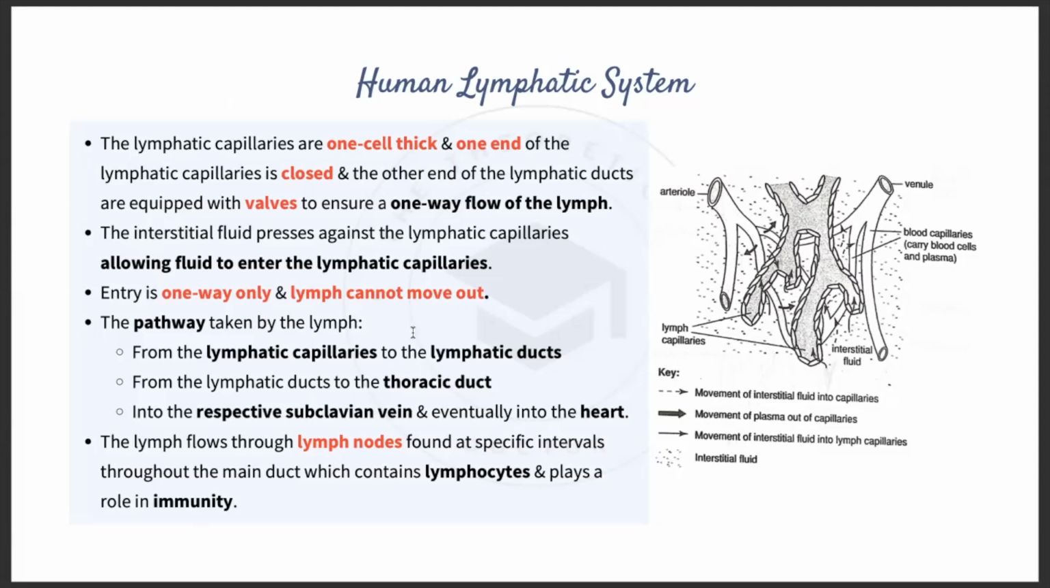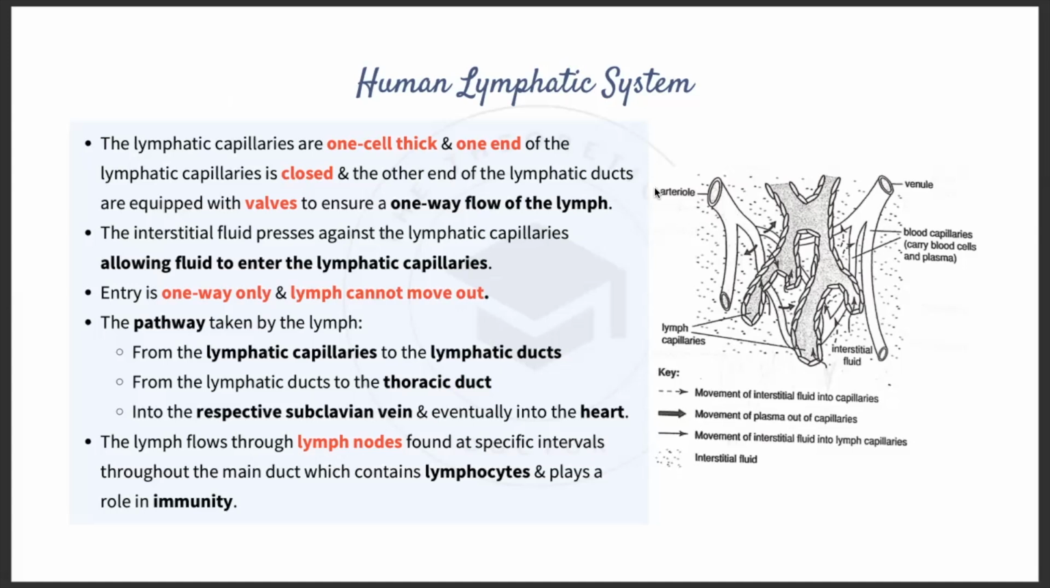The pathway taken by the lymph from the lymphatic capillaries: it will enter the lymphatic duct. From the lymphatic duct, it will enter into the thoracic duct, and finally into the respective subclavian vein, either the right or the left, and eventually into the heart. So the lymph flows through lymph nodes found at specific intervals throughout the main duct, which contain lymphocytes and play a role in immunity.